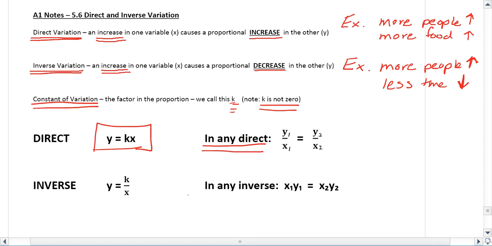But we need to contrast that with inverse proportion. Now, inverse proportion, the way I remember it is you're dividing by the x. y is the constant divided by the x. And this we'll look at here in a minute. I'm just going to point it out to you that any xy in an inverse is equal to any other xy, meaning multiplying. And like I said, we'll talk about that in a minute, and hopefully that'll make more sense.